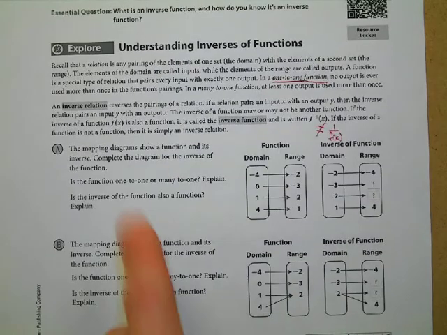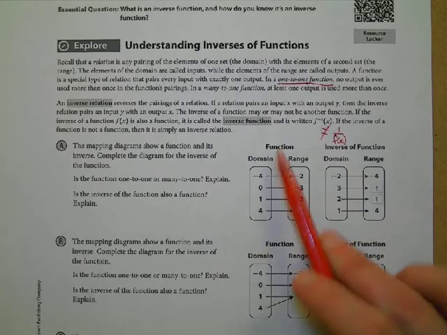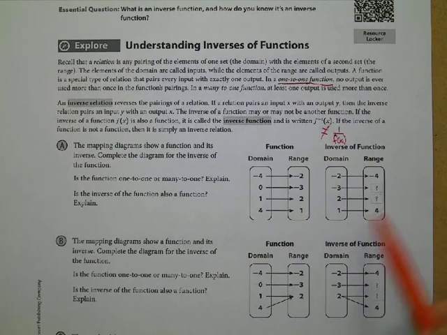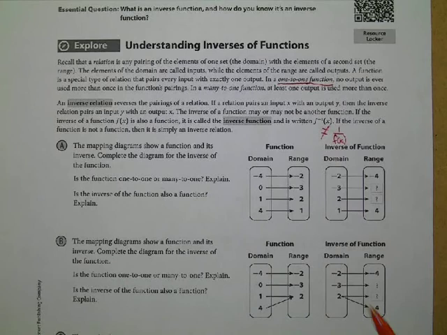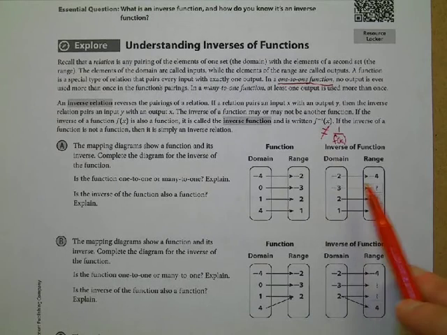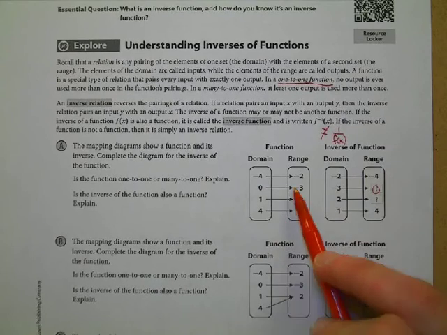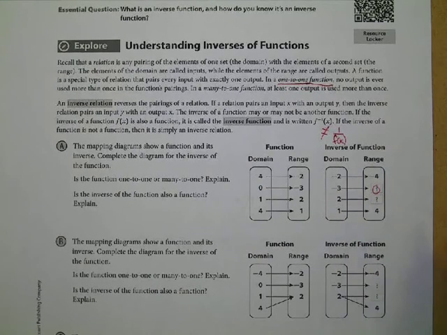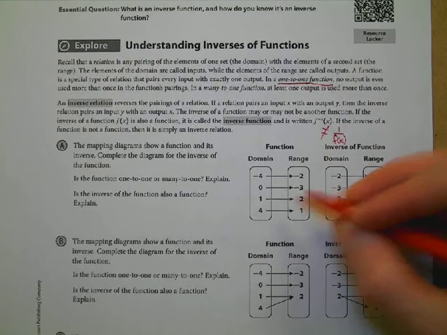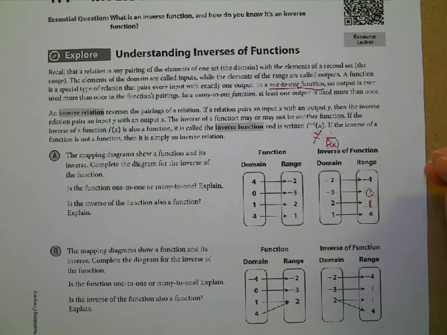All right. So let's talk about these inverses here. So the mapping diagrams show a function and its inverse. Complete the diagram for the inverse of the function. So -3 goes to what in the inverse? 0, right? Because 0 goes to -3. And then 2 goes to what? 1, because, again, the 1 went to the 2, right? So again, we're just swapping. Okay, we swap the x and y. Swap the domain and the range.